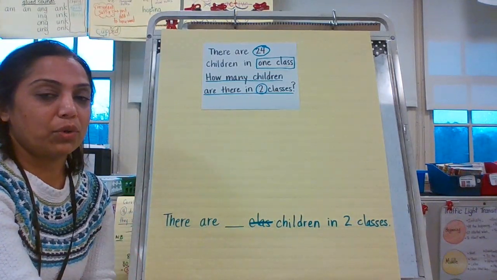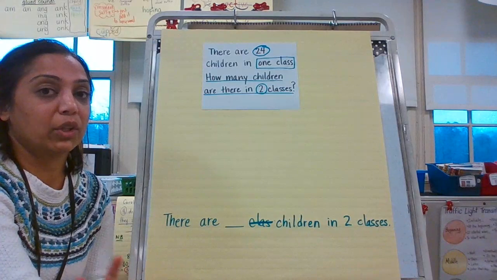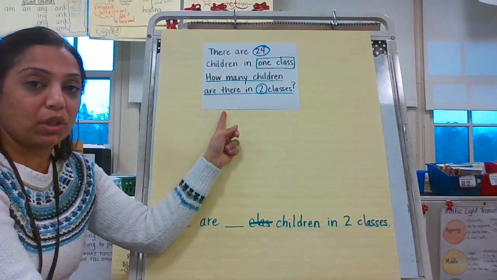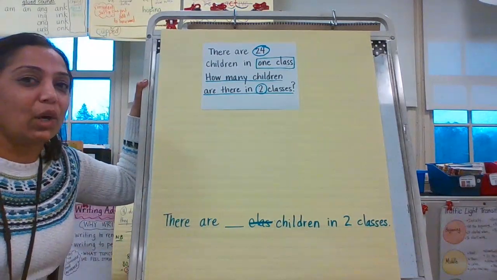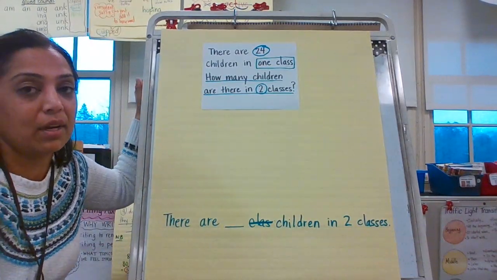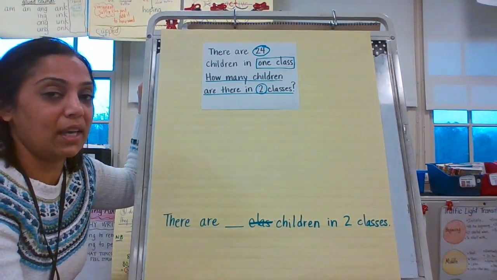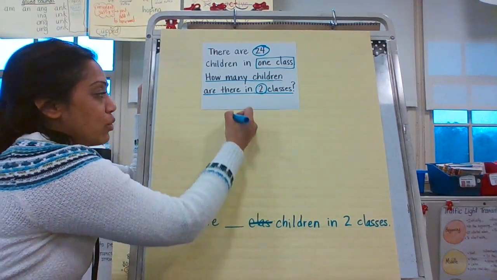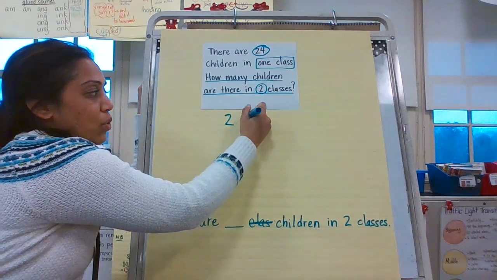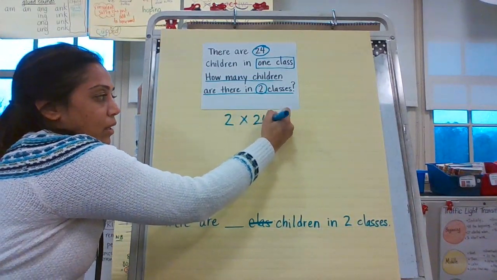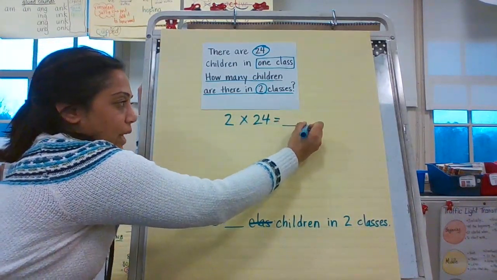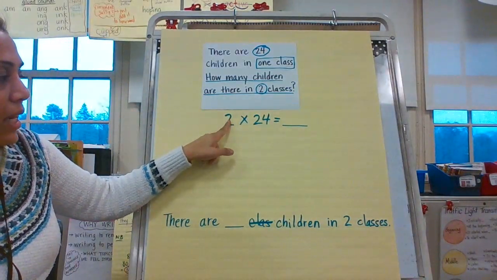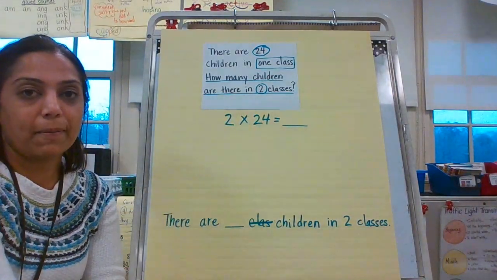Now, I wanted to show you the different strategies that we've been learning for multiplication. I'm going to go back over here. I'm going to make sure that we write the equation first. Writing the equation is really, really important so that I know what you're thinking. Like, what operation are we using? Multiplication, division, addition, subtraction. So this is 2 times 24 equals, and we're going to write a blank here because that's what we're trying to solve. Two classes, and in each class there's 24 children.